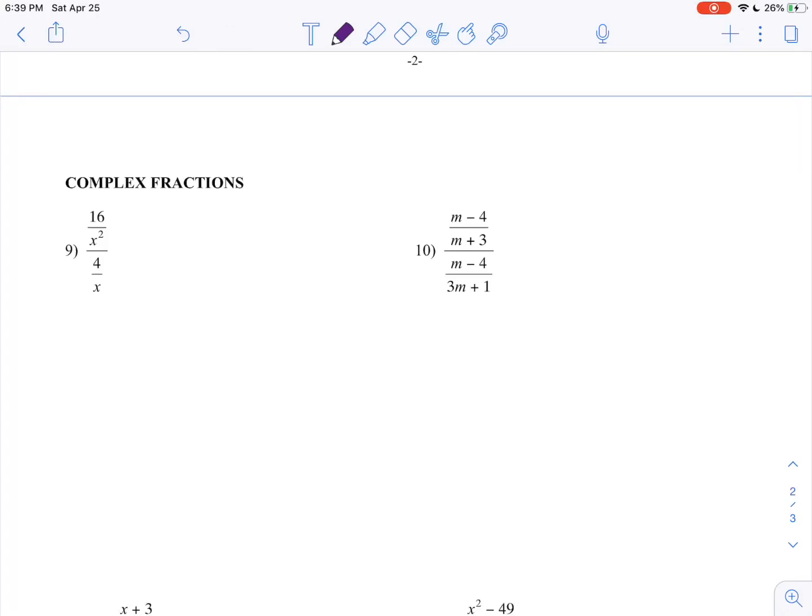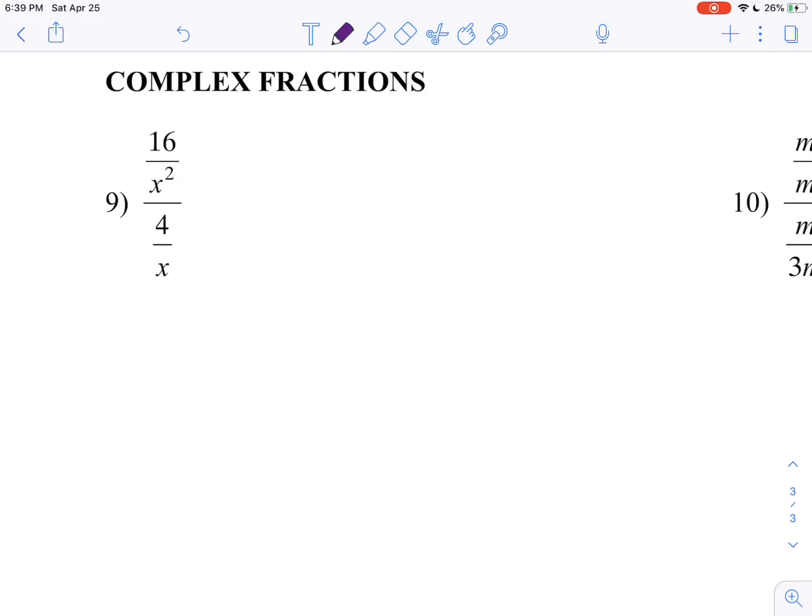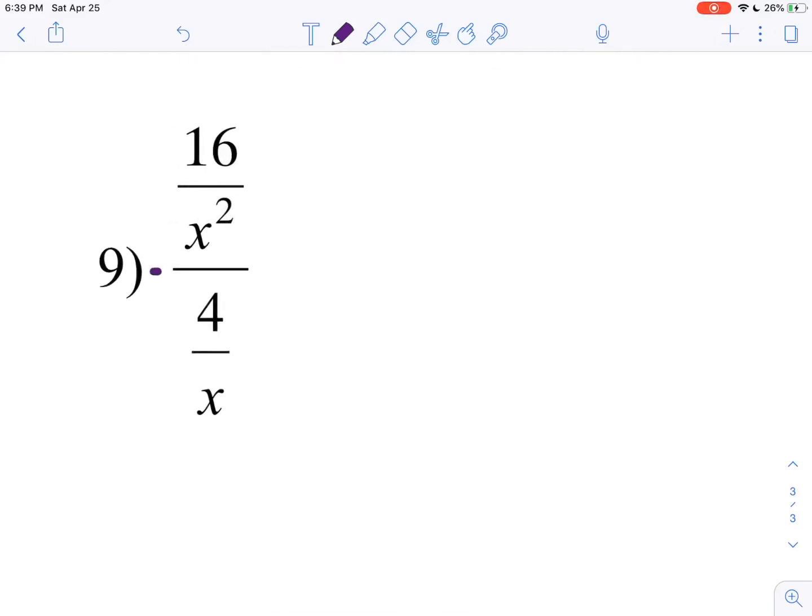Okay, last part is complex fractions. Some of you may have seen these, some of you may have not. And if you have seen them, you probably didn't know what they were called. So these are called complex fractions. What complex fractions are is fractions within fractions. Okay, so this right here, this is called our main fraction bar.